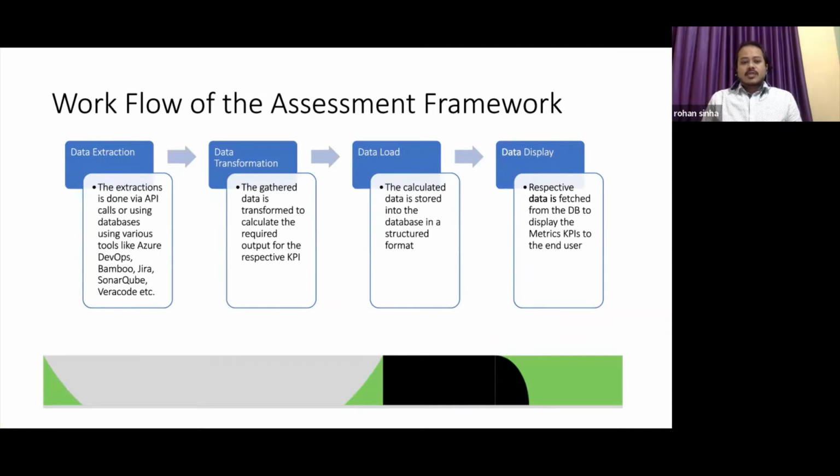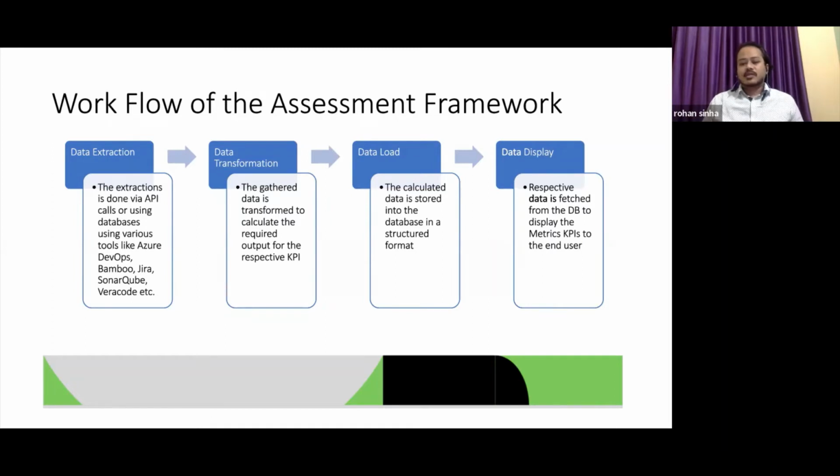Next, I'm going to describe the workflow of the assessment framework. This is divided into four parts: data extraction, data transformation, data load, and data display. In the data extraction layer, the extraction is ideally done via API code, or it can even be done using database code. And it can be extracted from various tools, like I showed before. The tools can be Azure DevOps, Bamboo, Jira, SonarQube, Veracode, etc.